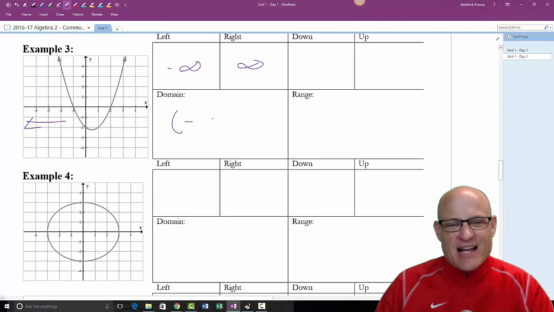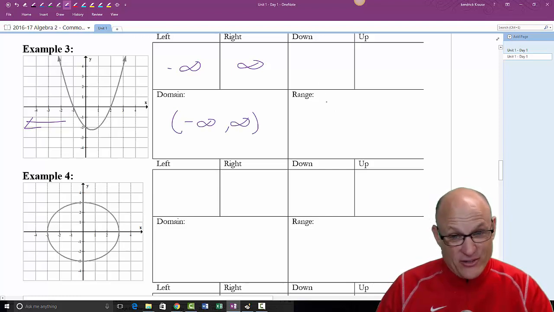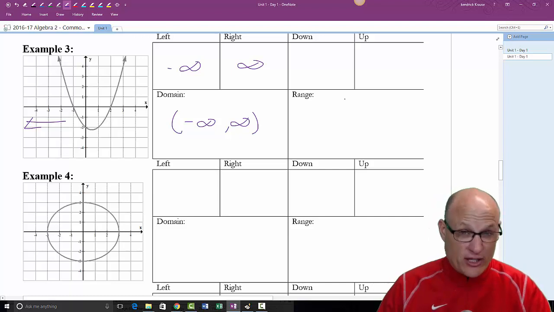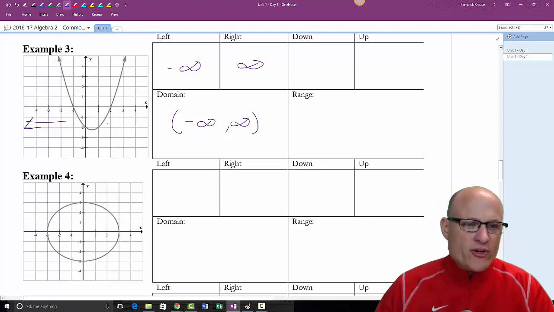And you'll find a lot of domains are negative infinity to positive infinity. It's only in the range where we get the restrictions. The lowest y value is, I don't know. Well, let's take a guess.